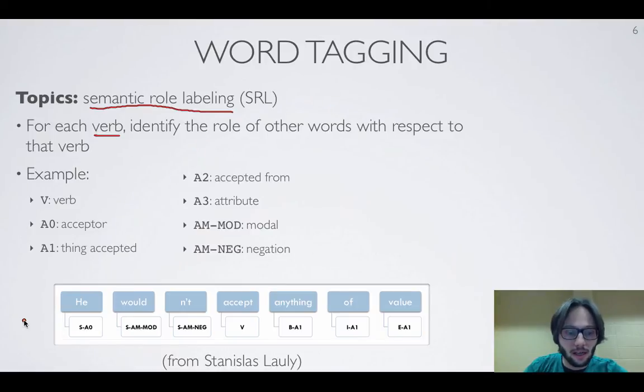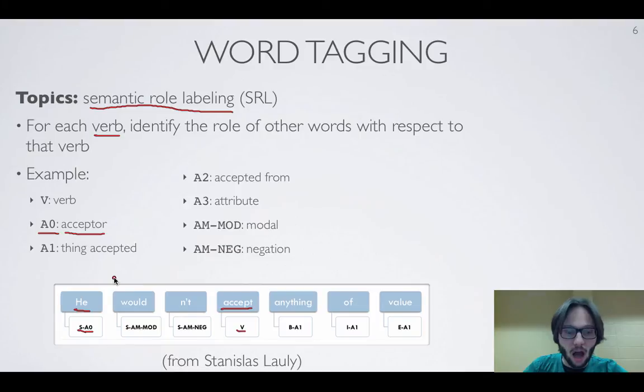So let's look at an example where there's a single verb: he would accept anything of value. First we'd identify the verb with the tag V, and then we'd identify the phrase in the sentence that corresponds to the actor of the verb. For accept, it would be the acceptor, and one way of labeling that is with the label A0. So in this case, it's he who is accepting.